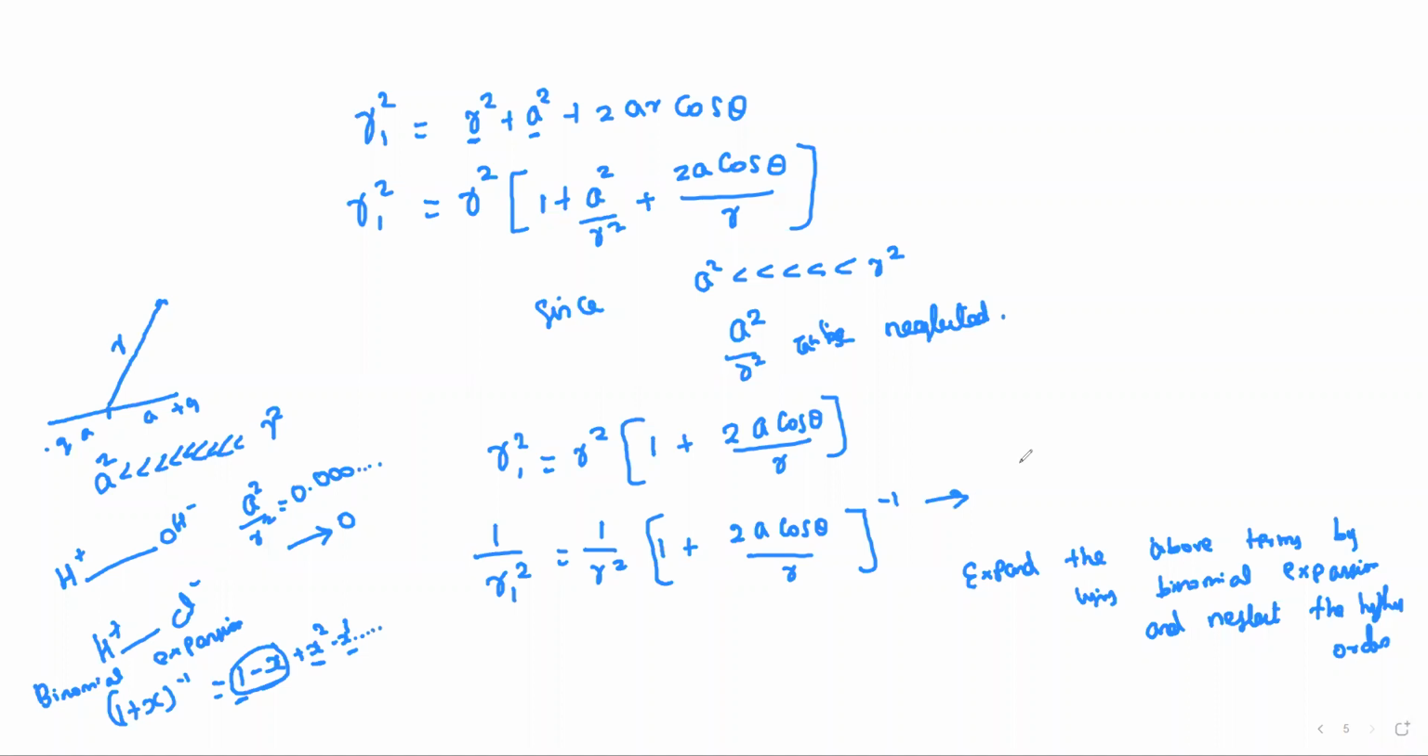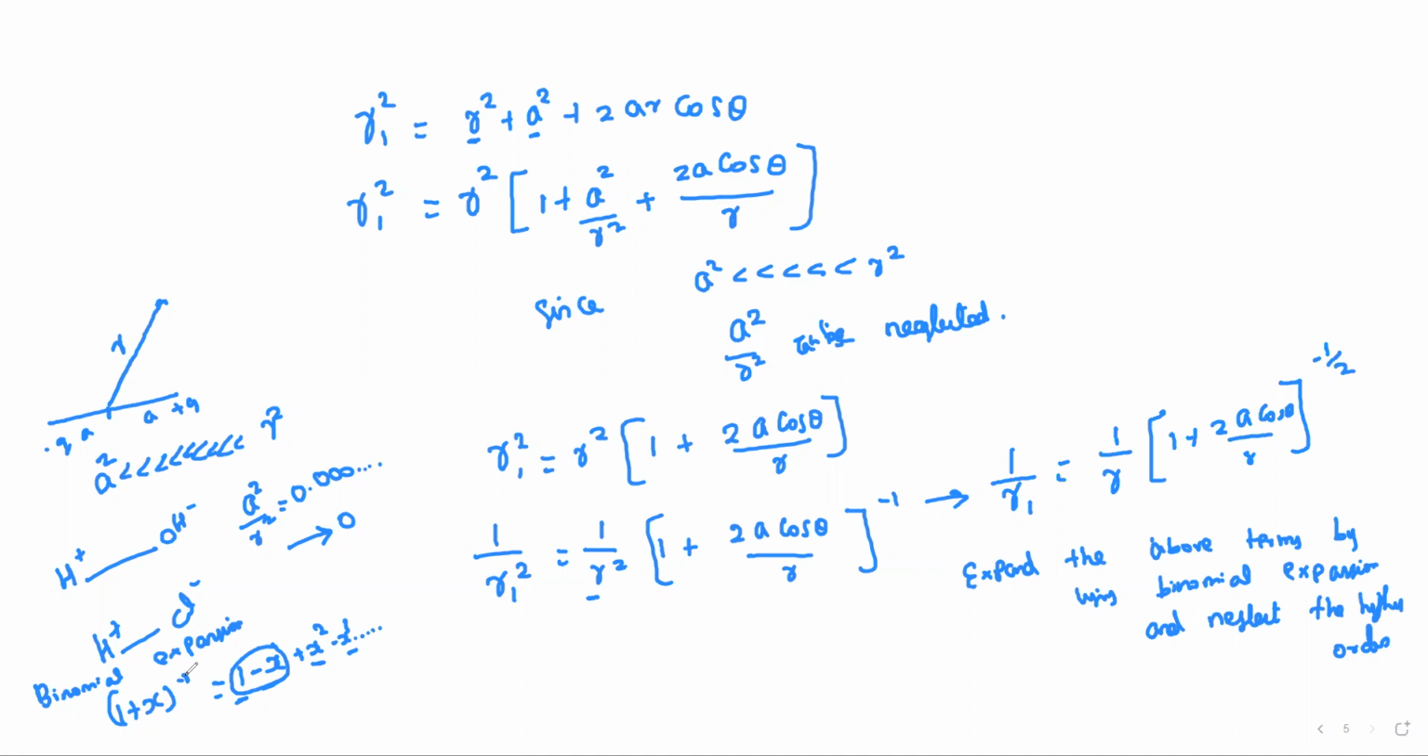If you find the square root, then for 1 by r1, this will be 1 by r. For this term, if you take the square root, the power will be minus 1 by 2, because if you take the square root, the power should be multiplied by 1 by 2, and here you already have -1. So this will be minus 1 by 2. Is that clear? Now you can do the expansion.